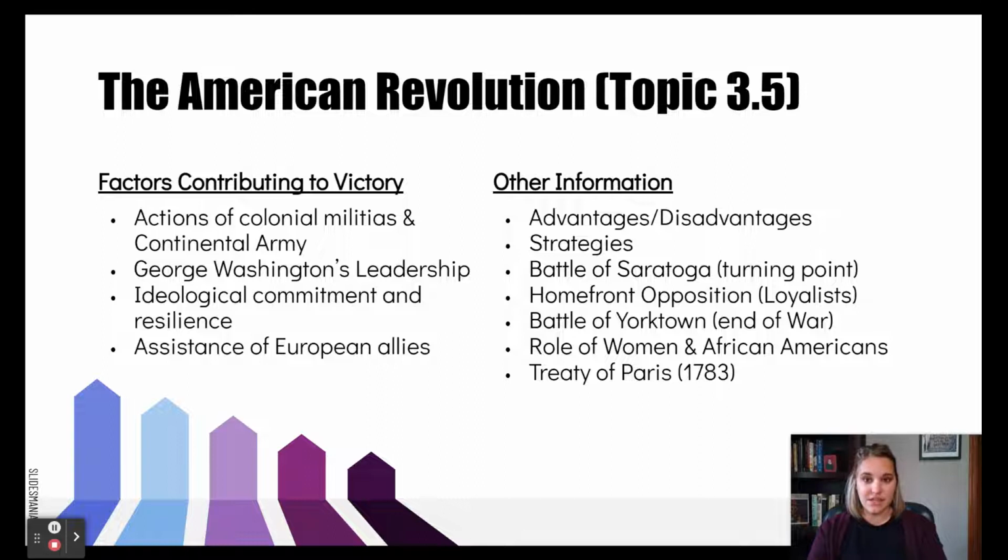So then the next lesson is the American Revolution. And the main thing that you want to be aware of for this is going to be the factors contributing to victory. So the College Board states what these 4 factors are. You need to be aware of the actions of the colonial militias and the Continental Army. So being aware of things like the Battle of Saratoga and the Battle of Yorktown, those are the 2 that I teach the most. George Washington's leadership, understanding kind of who he was as a person and how that fueled the Revolutionary War, the cause of the war.